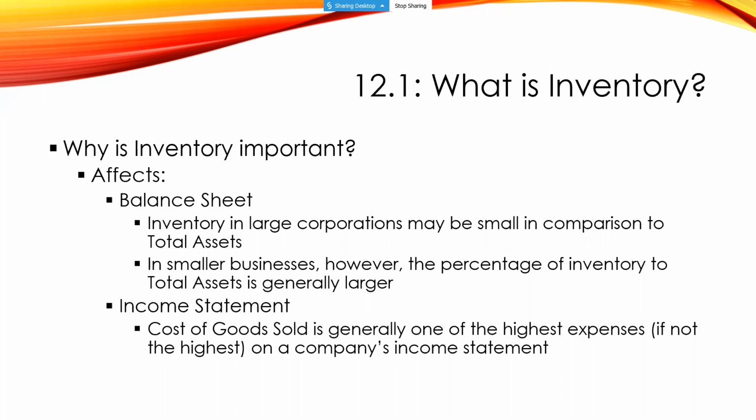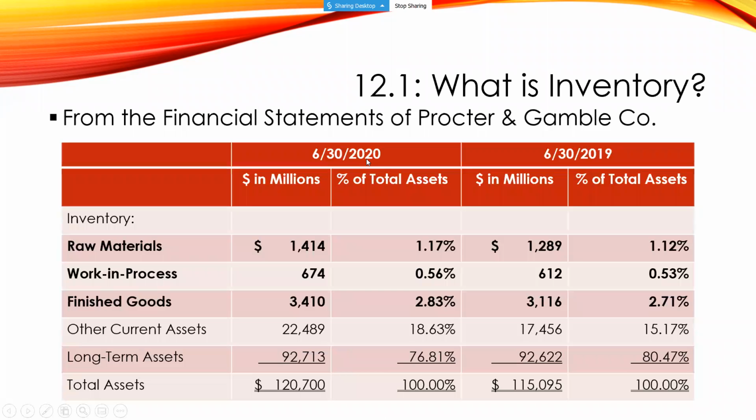But on the income statement, your cost of goods sold is usually about one of the biggest, if not the biggest, expenses on a company's income statement. So maybe not a huge number on the balance sheet, but cost of goods sold is where inventory ends up when it's sold as an expense. And generally, about the biggest, yeah, it was Procter and Gamble.